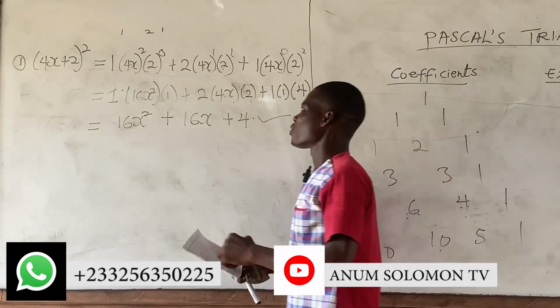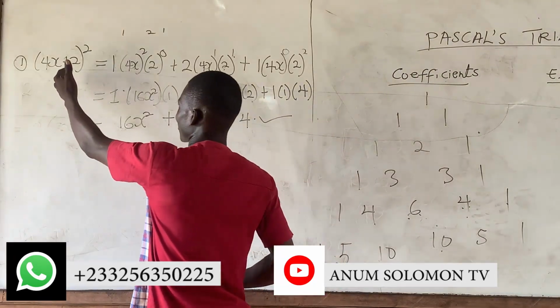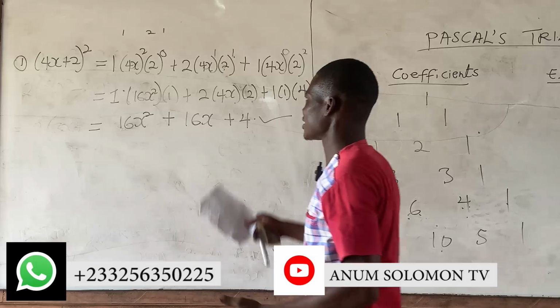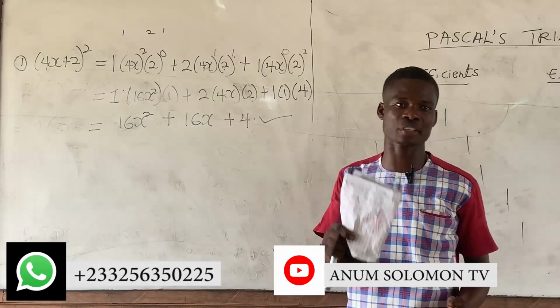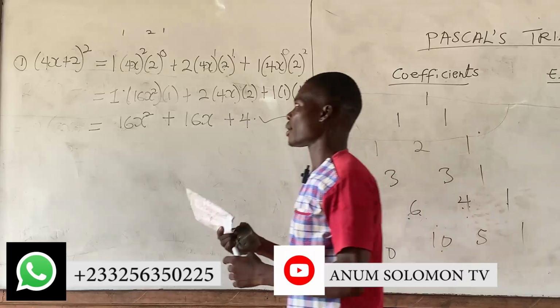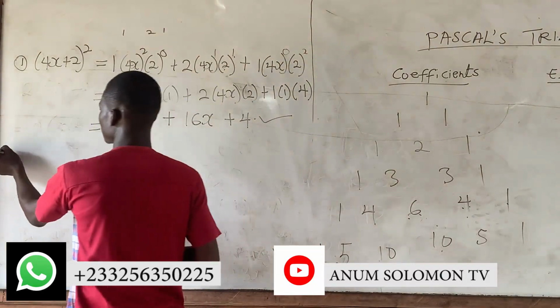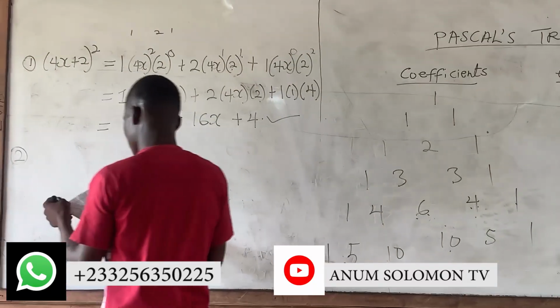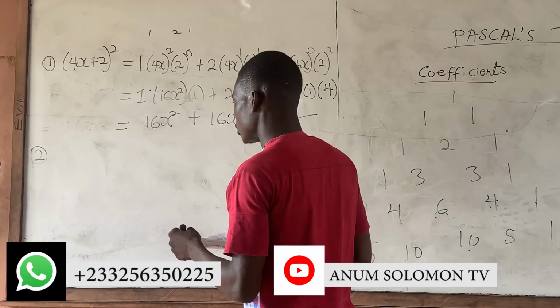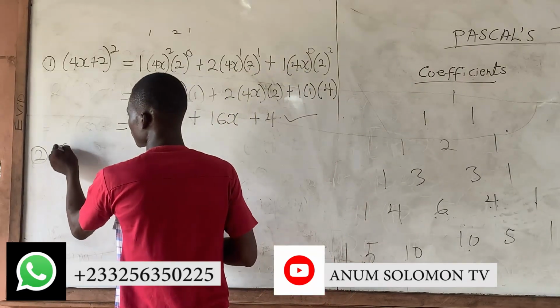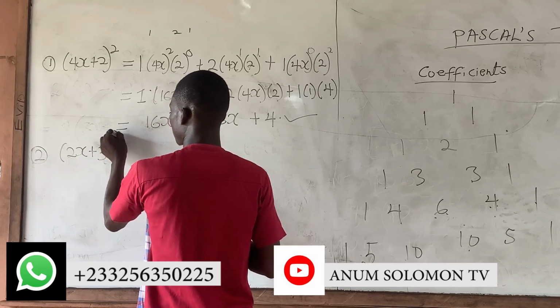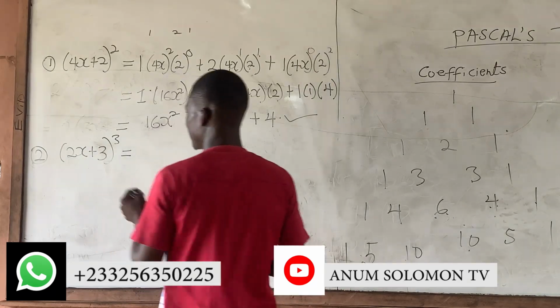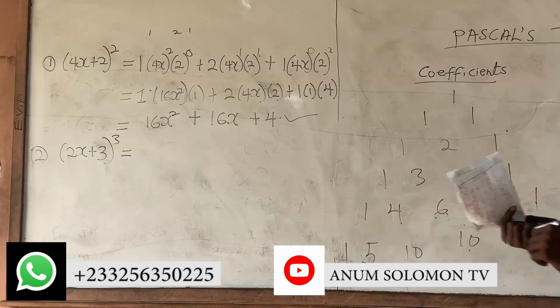So when you get a question like this, you can use the same procedure to expand and simplify to get your results. This is Pascal's triangle. Let's solve the problem number 2 under Pascal's triangle. Suppose we have 2x plus 3 power 3. So we have to expand this bracket using Pascal's triangle.